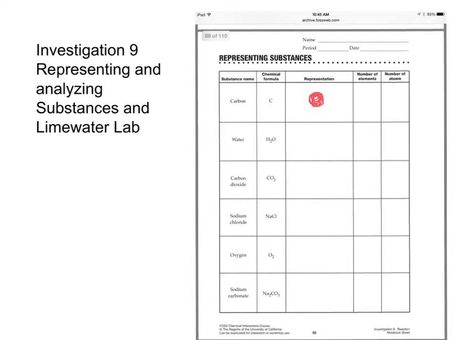And then from the sticker we could look and say, okay, now what's the number of elements? The number of elements would be 1, because we just have one color sticker. The number of atoms in this case was just one sticker, so the number of atoms is 1. And then as we go down to the bottom of this worksheet, we have different substances.